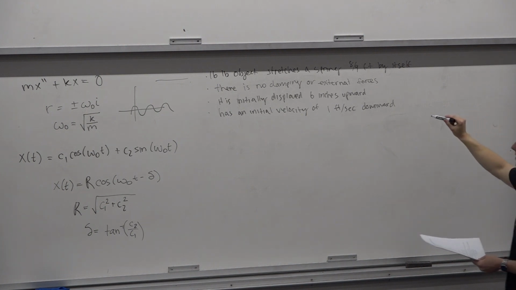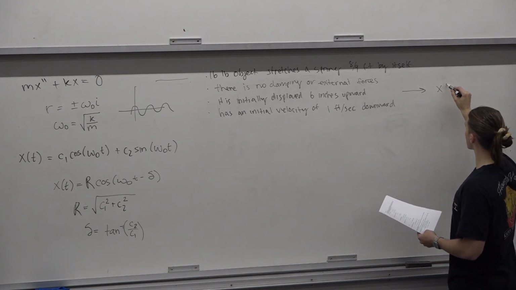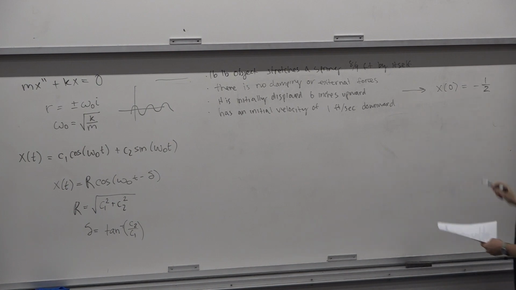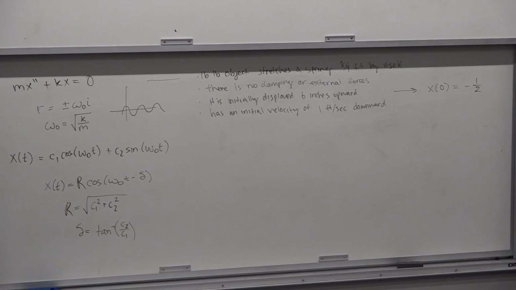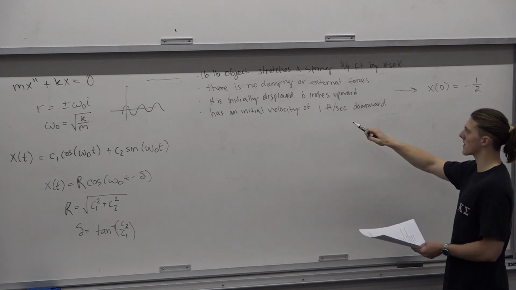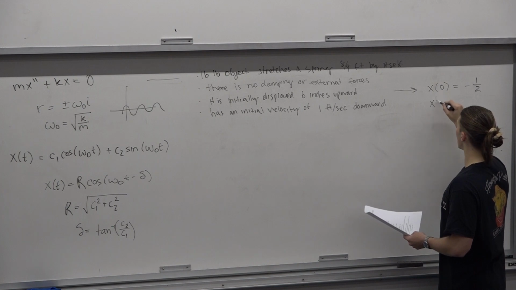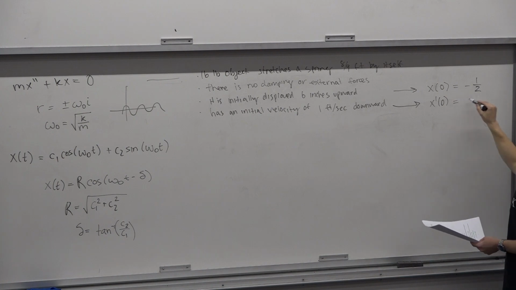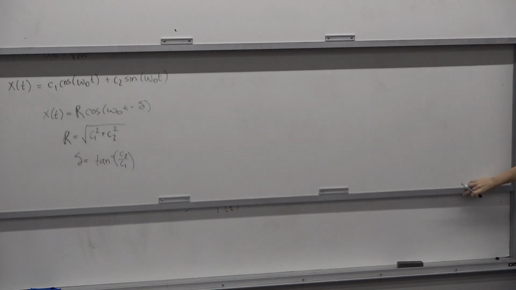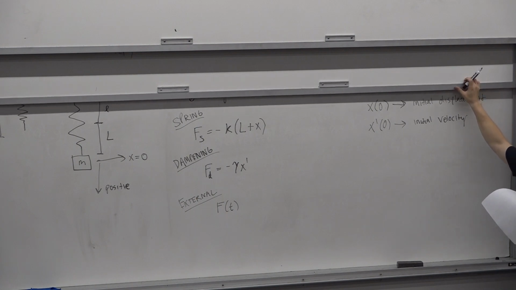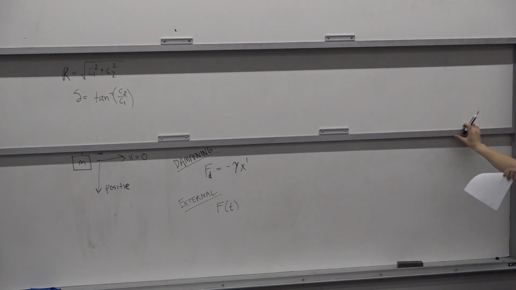Then it is initially displaced 6 inches upwards. What does that tell us? X of 0 is negative 1/2. You have to be really careful with units here. 6 inches upwards, that's half a foot. And then it has an initial velocity of 1 foot per second downwards. So that's our derivative of x at 0, and that's positive 1, because like I said before, down is your positive direction. So when the spring is moving downwards, we treat it as moving in a positive direction.